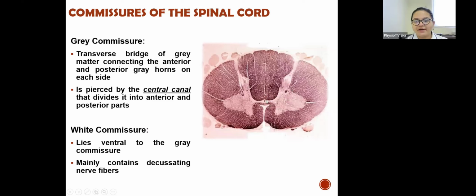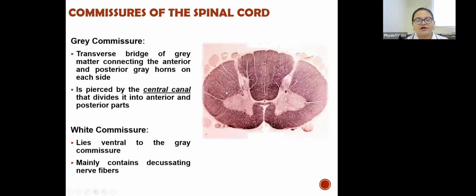If you can see, this is the gray commissure, and it is pierced by the central canal that divides it into the anterior and the posterior parts. So the gray commissure is the linkage between the anterior and the posterior horns of the spinal cord, and it is pierced by the central canal in the center.